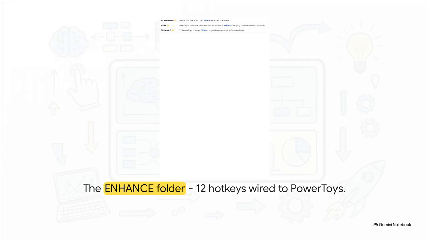Now, even outside the chat window, the system completely has you covered. Tucked away is the Enhance folder. These are 12 hidden hotkeys tied to Power Toys. You can write a sloppy prompt literally anywhere on your computer, copy it, hit one of these buttons like Apex or Council, and it will instantly intercept your clipboard text. It rewrites it into a master-level, structured prompt before you even paste it into the AI.